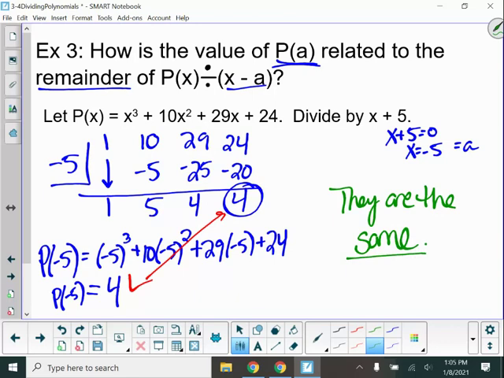Which means instead of plugging in values into functions, you can actually do synthetic division, and whatever you get for the remainder using synthetic division, that's always going to be your value. So in many cases, synthetic division ends up being a shortcut instead of going through that whole process, especially if you don't have a calculator. The math is a little bit easier.